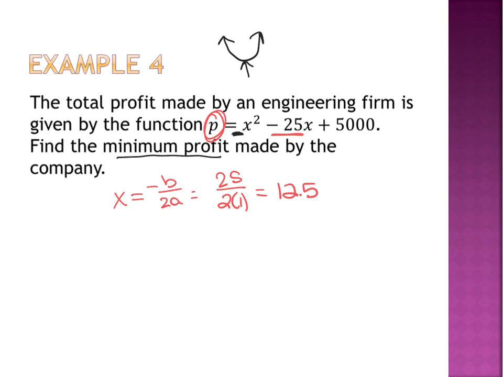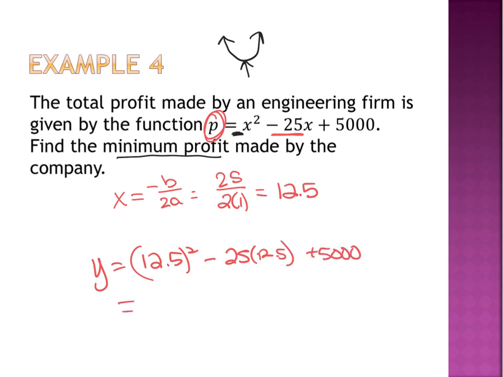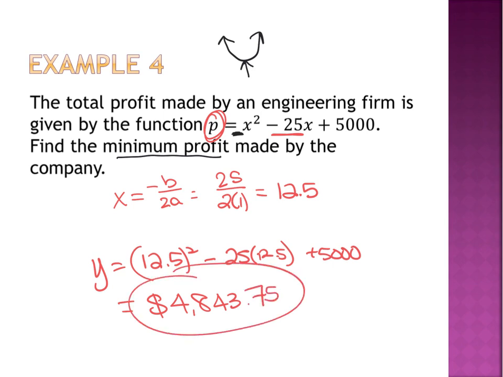Now to find our p value, or y essentially, we're going to plug in our x, and we have 12.5 squared minus 25 times 12.5 plus 5,000. This is going to tell us that the minimum profit is going to be $4,843.75. So this would be the least amount of money that that firm would make.